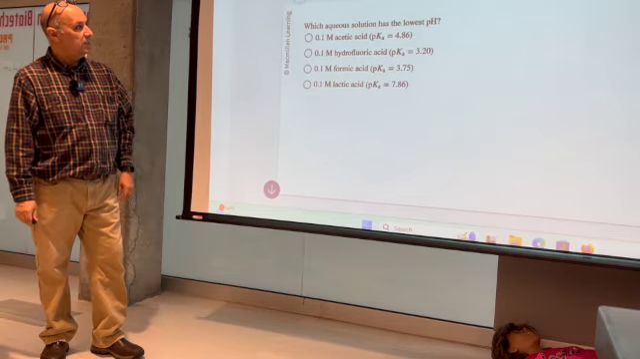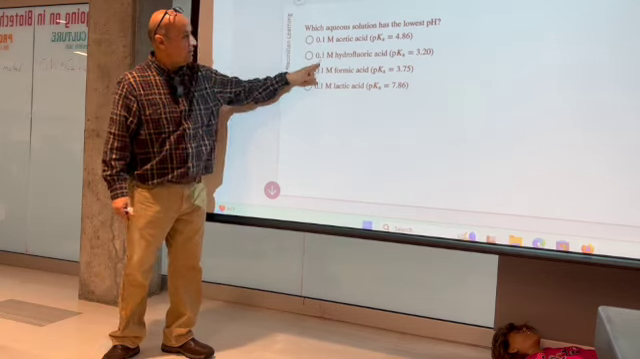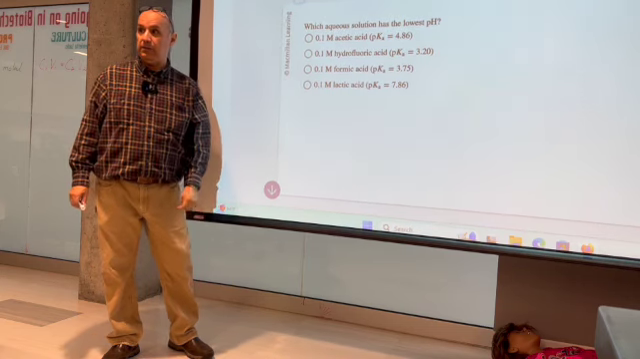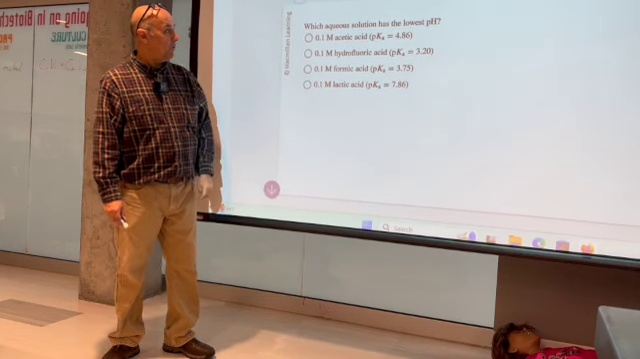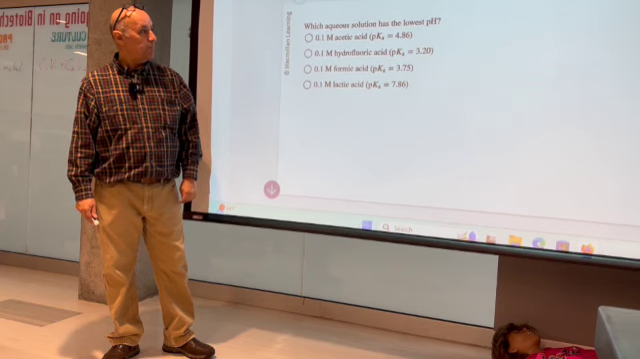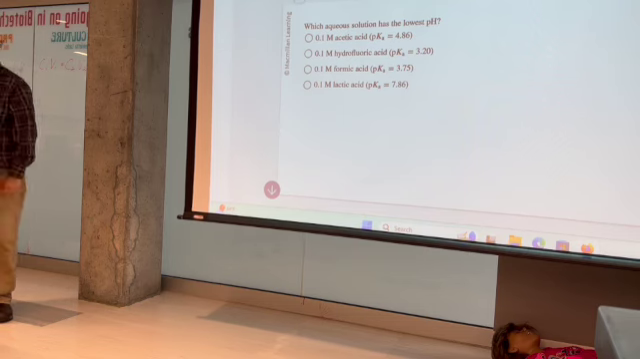Which aqueous solution has the lowest pH? Notice that all of them have the same concentration. If they didn't, then it would be a little bit more tricky. But all of them are 0.1 molar. Any suggestions? What do we look at?